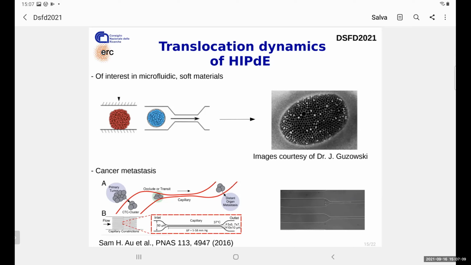This object also represents an interesting platform to understand more complex behaviors, for example, occurring in tumor spreading and cancer metastasis. There is this very beautiful work published a few years ago in PNAS, in which the authors have shown that there are these CTC clusters, these are circulating tumor cells that are capable of crossing very narrow capillaries, which are much narrower than the typical size of these clusters. And this was an idea that was completely unaccepted before, it was believed that it was not possible, but they performed microfluidic experiments in which they showed that it was possible.